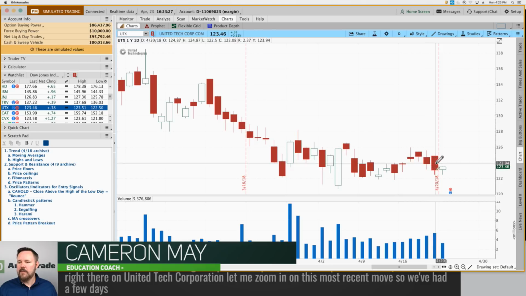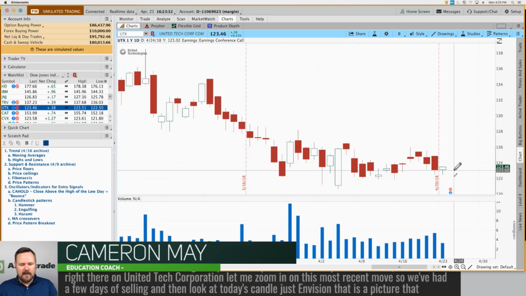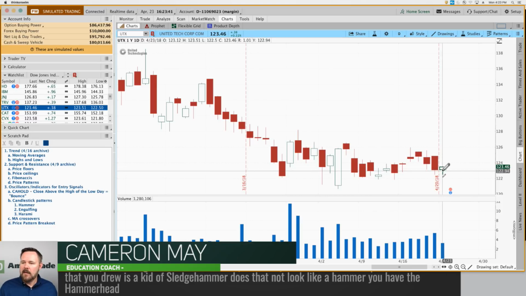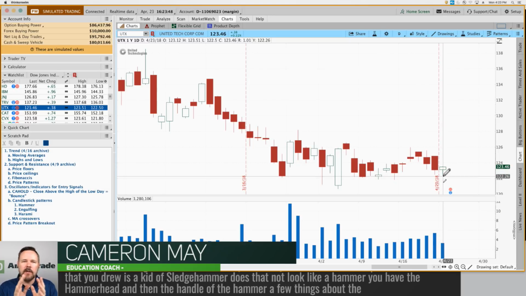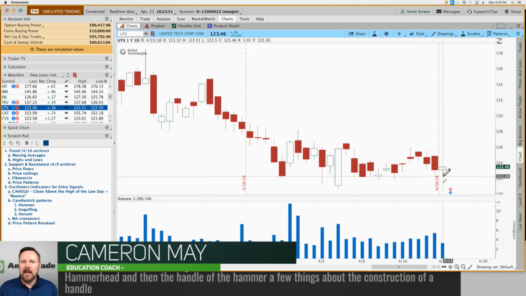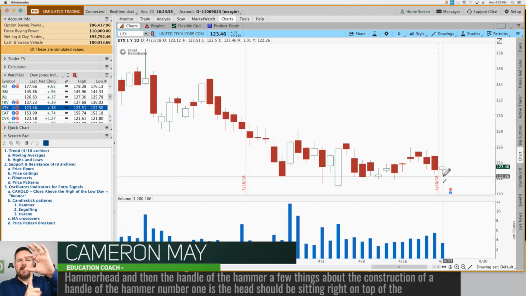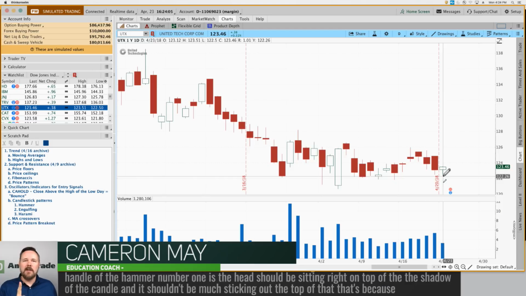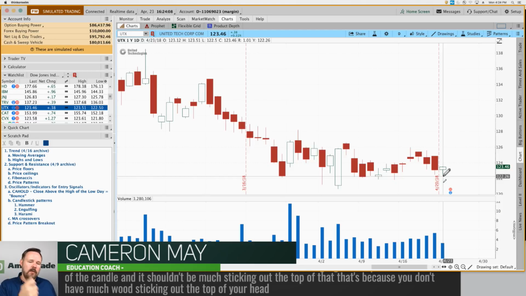So we've had a few days of selling, and then look at today's candle. Just envision that as a picture that you drew as a kid of a sledgehammer. Does that not look like a hammer? You have the hammer head and then the handle of the hammer. A few things about the traditional construction of the hammer. Number one is the head should be sitting right on top of the shadow of the candle, and there shouldn't be much sticking out the top of that. That's because when you have a hammer, you don't have much wood sticking out the top of your hammer head, right? It gets in the way of the swing.